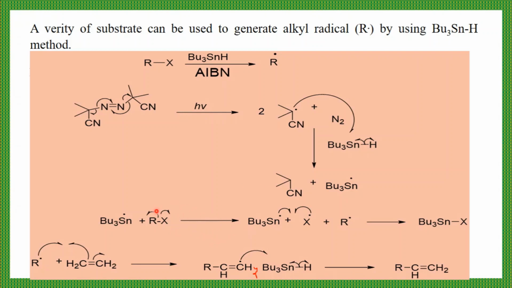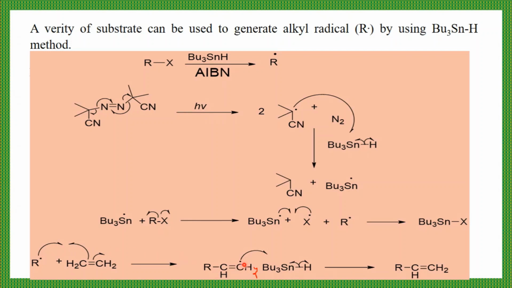Then this tributyltin radical enters the next step, and it reacts with your alkyl halide, and the homolysis takes place. Then you will get tributyltin halide, and it generates R radical. Then that R radical you can add to any carbon-carbon double bond or carbon-carbon triple bond for the formation of carbon-carbon bonds. We are adding to this ethylene molecule, the homolysis takes place. This C radical will react with this R radical, and it forms the sigma bond.